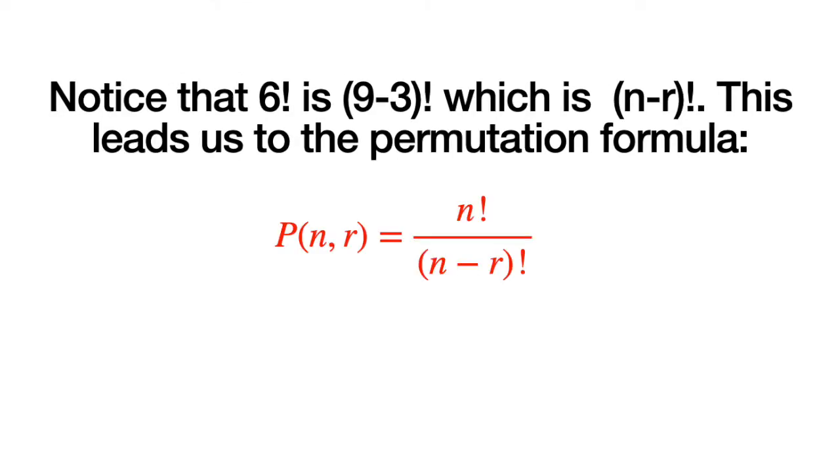This leads us to the permutation formula. The number of permutations for n objects, when we're picking r of them, is n factorial over (n minus r) factorial.